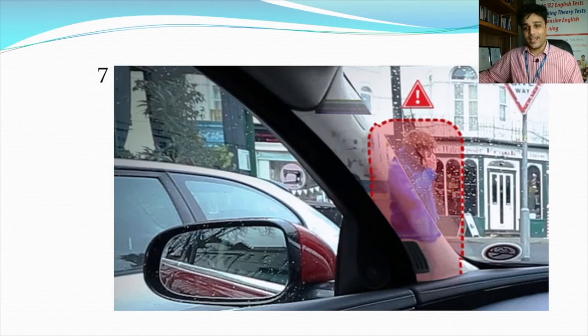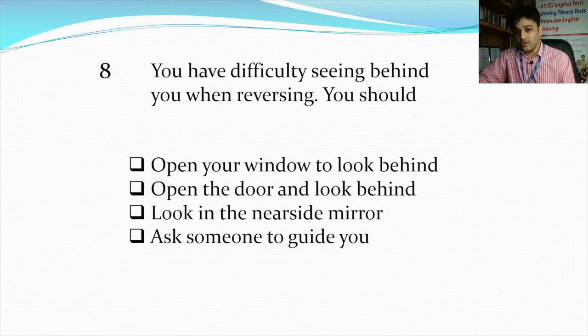You have difficulty seeing behind when reversing. You should open your window to look behind, open the door and look behind, look in the near side mirror, ask someone to guide you. The correct answer, I'll read it one more time. I keep rushing it when I should slow down. Let me read it once more for you. You have difficulty seeing behind you when reversing. You should open your window to look behind, open the door and look behind, look in the near side mirror, ask someone to guide you.